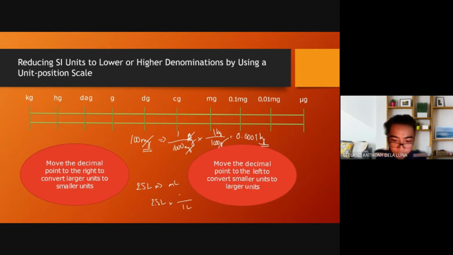So in this case class, so 2.5 liters, 1 liter is equivalent to 1,000 ml. Tama kasi milliliters. Okay, so 1,000 ml. So therefore class, cancel si liters, matitira si ml. Ang mangyayari dyan would be 2,500 ml. So class, saan yung direction ng aking decimal point? It went to the right.